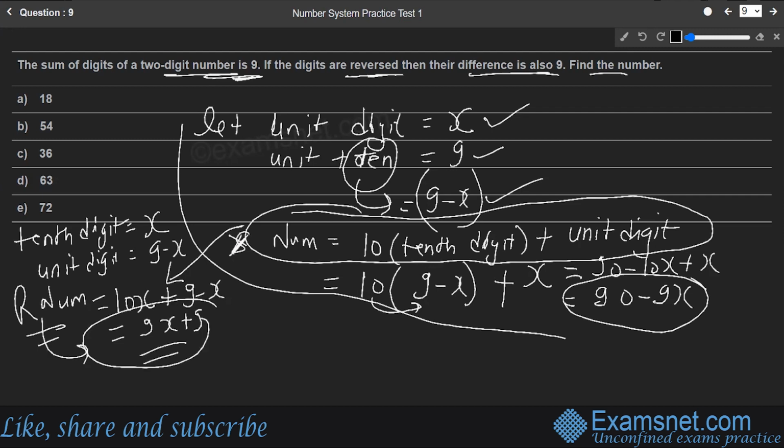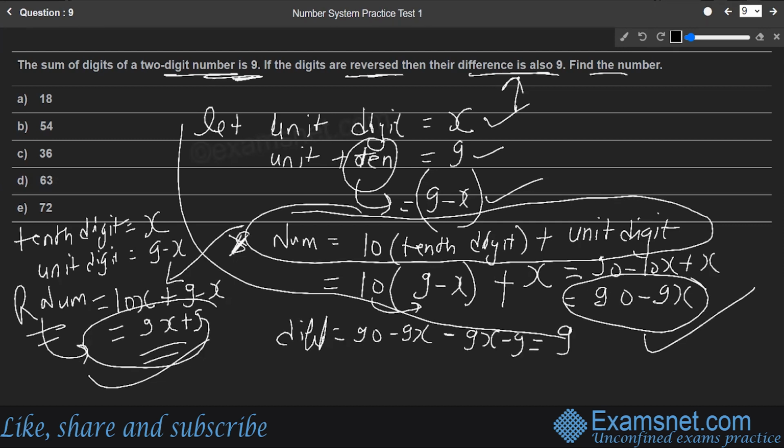What he has said further is that if the digits are reversed, then their difference is also 9. That means the difference of the original number and the reverse number is 9. So if we do the difference, the original number, that is 90 minus 9x, minus the reverse number, that is 9x plus 9, he says the answer is again 9. So we are supposed to solve this to get the x value.